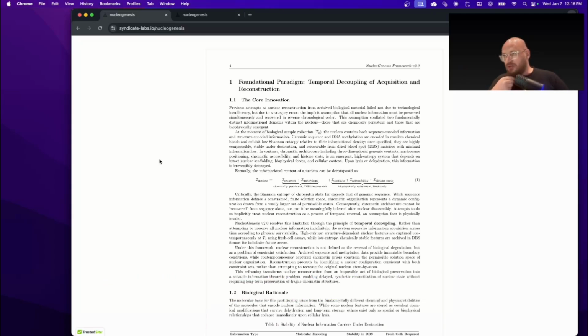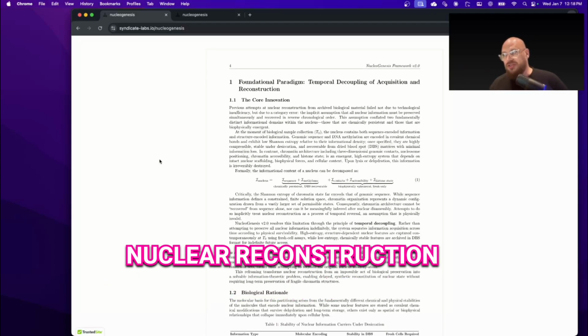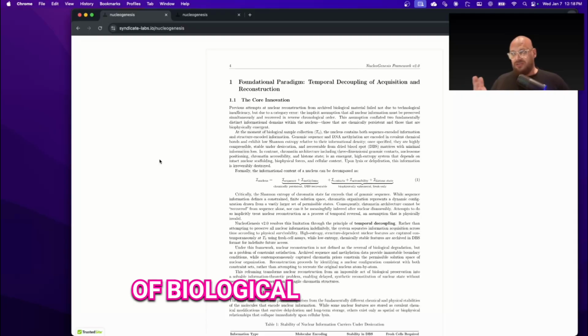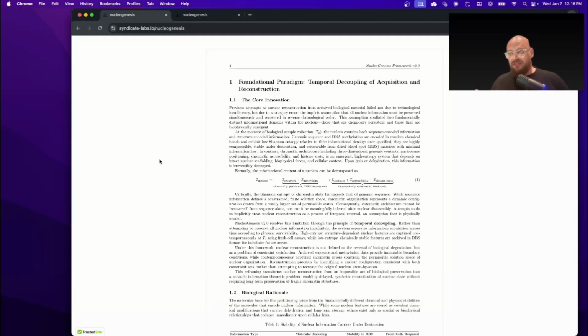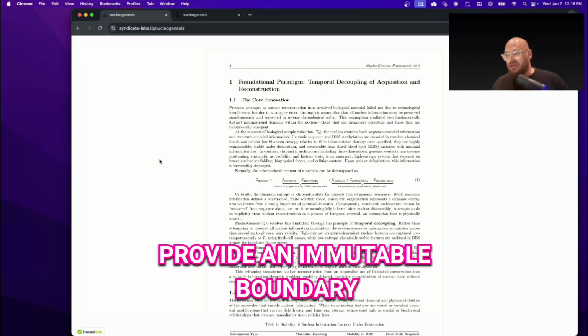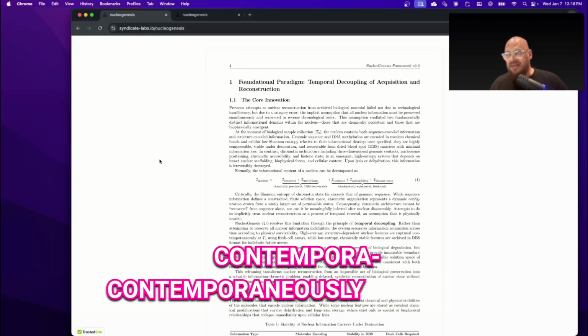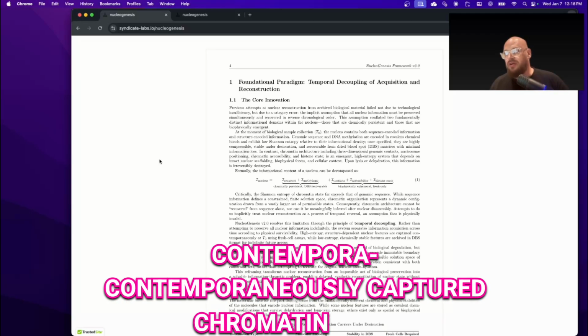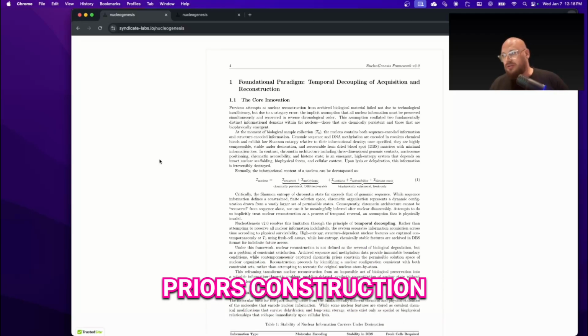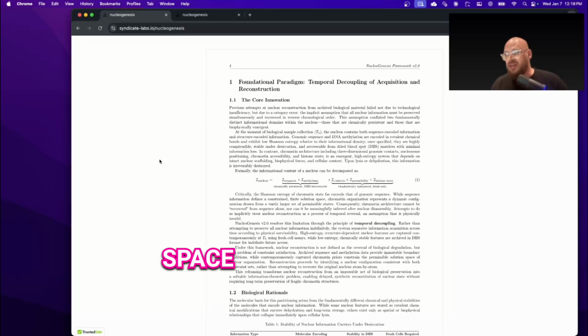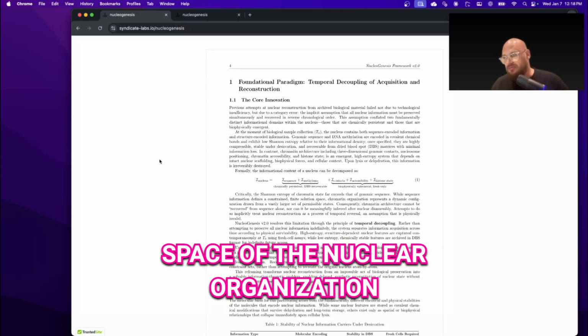All right. So under this framework, nuclear reconstruction is not defined as a reversal of biological degradation, but as a problem of constraint satisfaction. So just solving the problem. Like we know everything is going to degrade, but archival sequence and methylation data provide immutable boundary conditions, while contemporaneously captured chromatin priors constrain the permissible solution space of the nuclear organization, right?